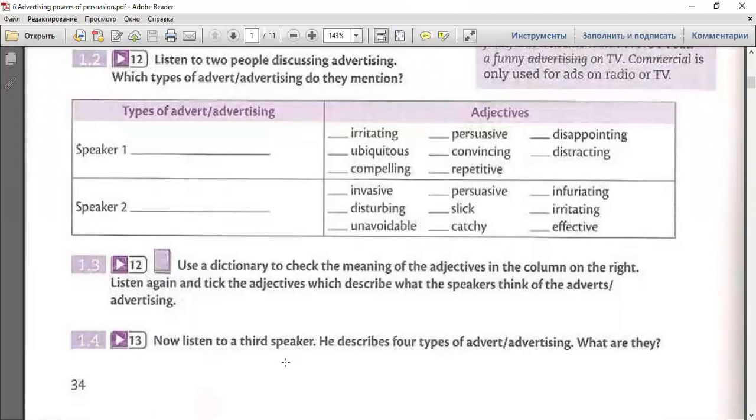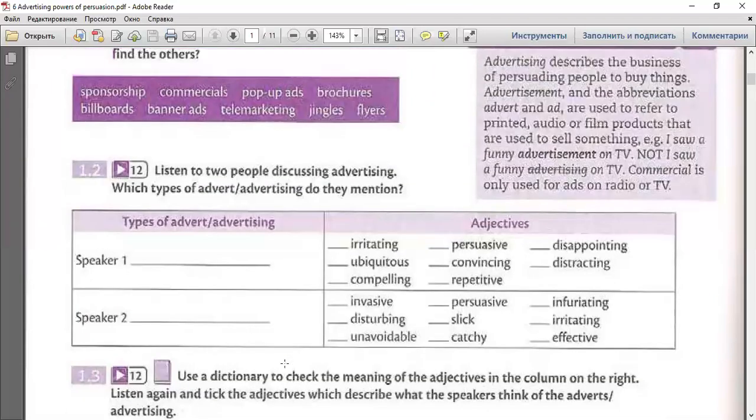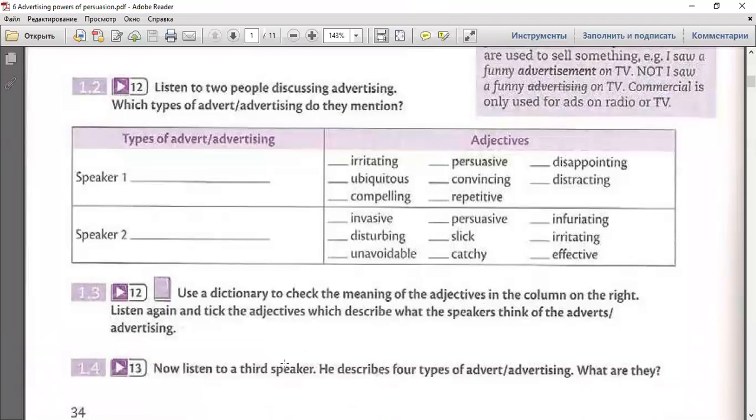He describes 4 types of advertising. So 4 types of these advertising. What are these 4 types? So please listen to the next recording and type in the chat box 4 other types of advertising that you can hear. Track 13.